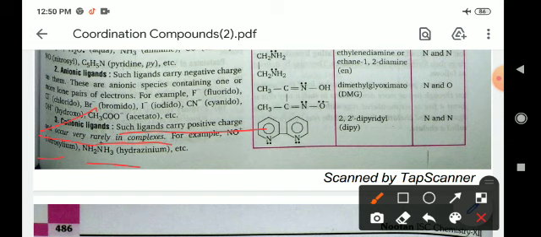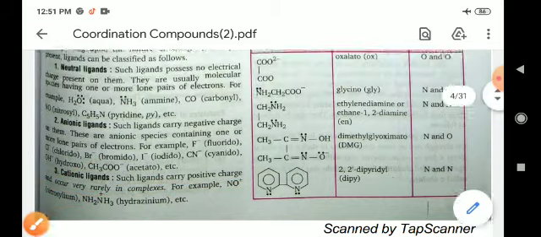For example, NO+ is basically known as nitroso. NO is basically known as the nitrosyl. So if you add "ium", it will be called nitrosylium, or nitrosonium.